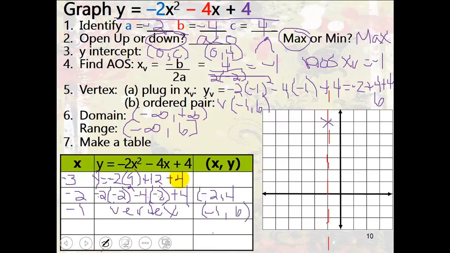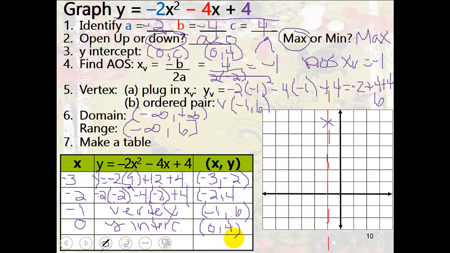So this is 16. 12 plus 4 is 16. Negative 2 times 9, that's negative 18. So I get negative 3, negative 2. If I plug in a 0, this is my y-intercept. I'm going to just label it y-intercept. I could have used that first. That would have been smarter.